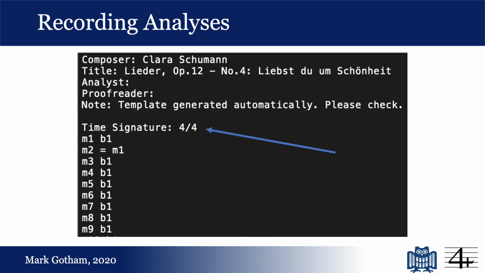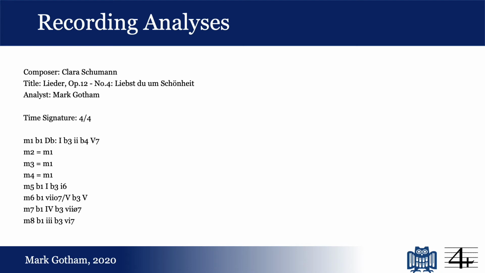It records the initial time signature and any changes there may be later. It sets up a line for every measure in the piece. And it will even point out identical measures, thus enabling, but not requiring, you to analyse those passages in the same way. So then we end up with an analysis looking something like this.